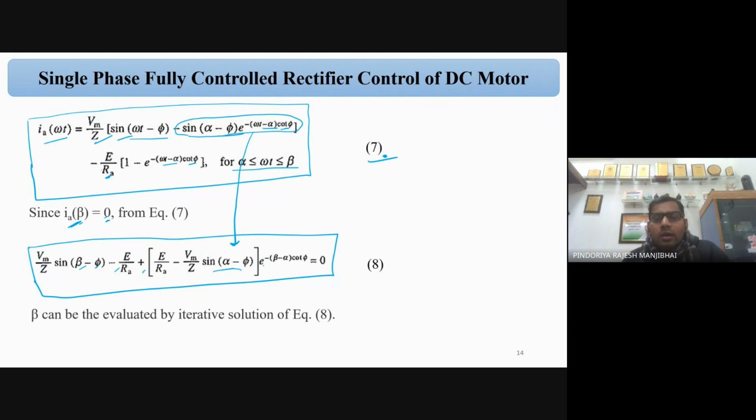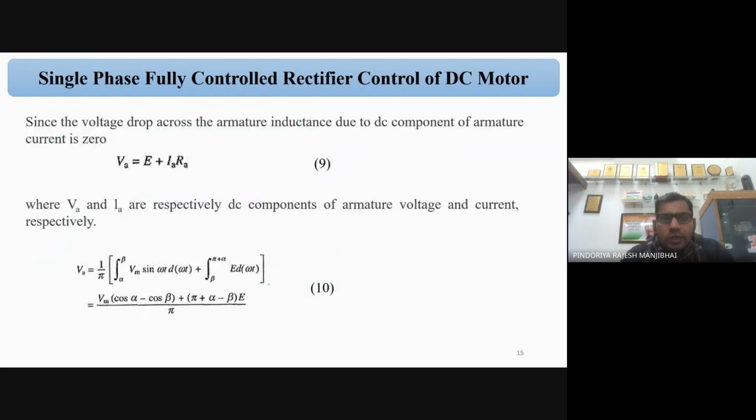Sin alpha minus 5 into E minus beta minus alpha cot 5 is equal to 0. That is equation number 8. So beta can be evaluated by the iterative solution of equation number 8. Suppose you want to find out beta, so we have to do the iterative solution, and then we can find out the beta value. So what is the iterative solution and how can we find beta?